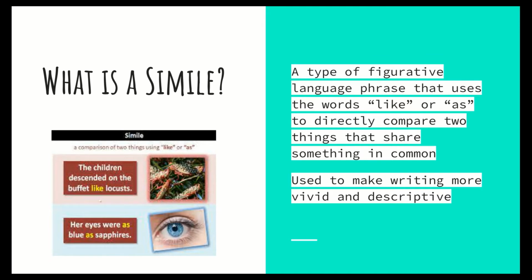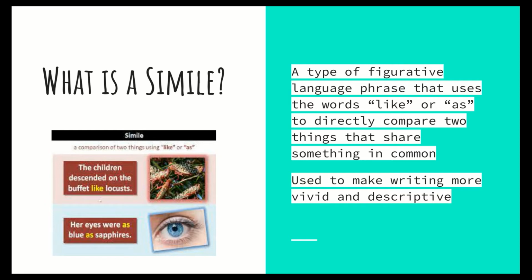So in this picture, it says a comparison of two things using like or as. The children descended on the buffet like locusts. Are the children really locusts? No, but they all went towards the buffet in a fast, very overwhelming manner, like a swarm of locusts. So they're just saying that the kids ran to the buffet and man, they took it over. Okay. So the second phrase, her eyes were as blue as sapphires. Does she really have sapphires in her eyes? No, they're making the comparison that her eyes are very blue, almost like the sapphire gem.